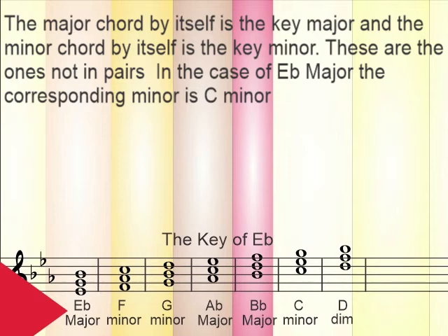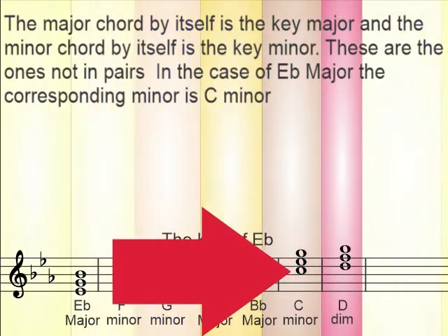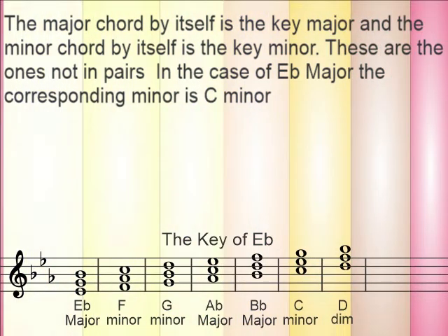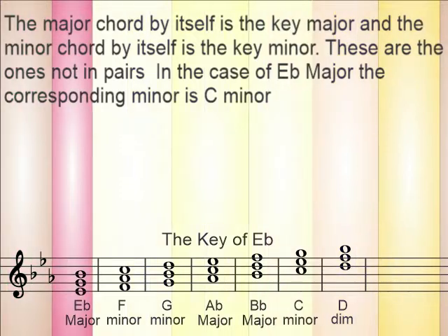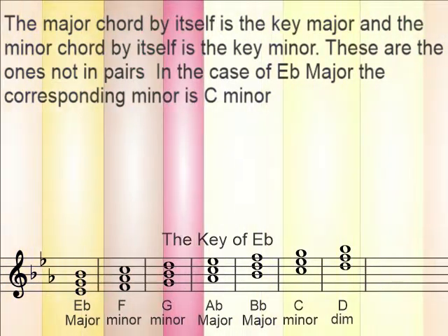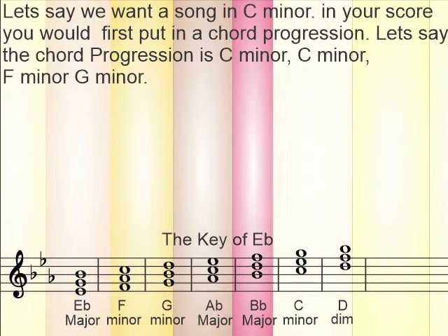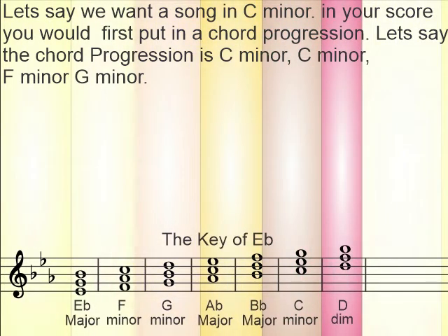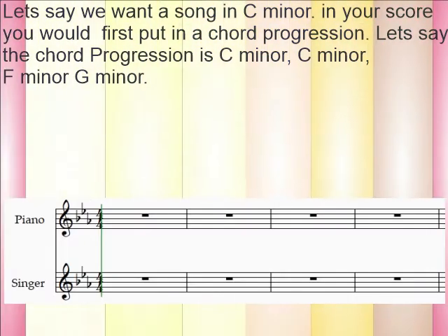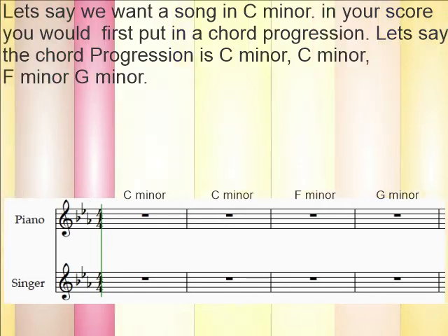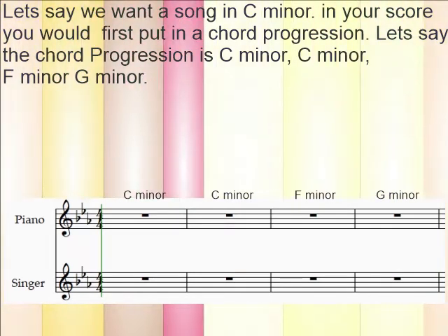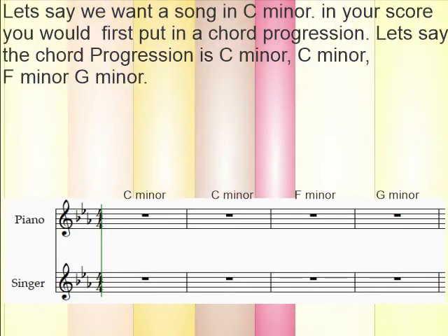The major chord by itself is the key major, and the minor chord by itself is the key minor. These are the ones not in pairs. In the case of E flat major, the corresponding minor is C minor. Let's say we want a song in C minor. In your score, you would first put in a chord progression. Let's say a chord progression is C minor, F minor, G minor.